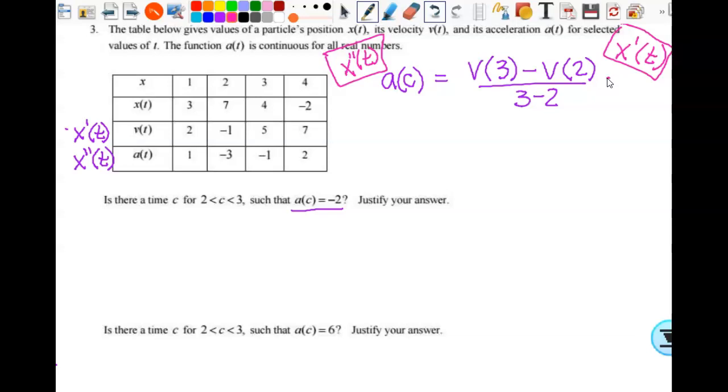Okay, so let's just go ahead and figure out what this is, and then we'll go from there. So a of c is equal to, what's v of 3? 5 minus v of 2, negative 1 over 1. So that's going to give me 6. And then we'll stop there for today. Okay? We'll start back up there.